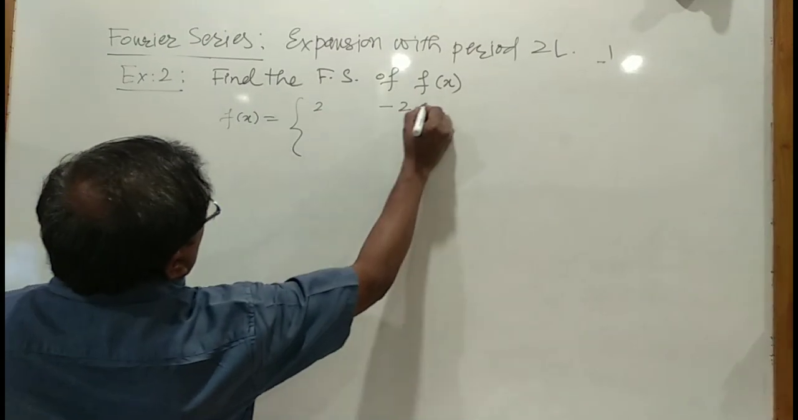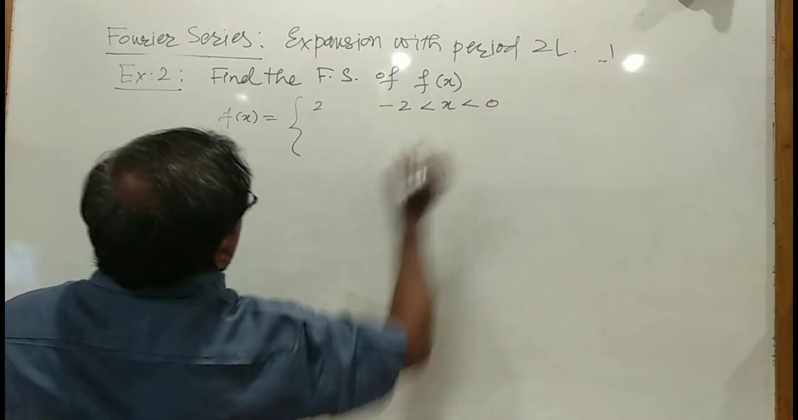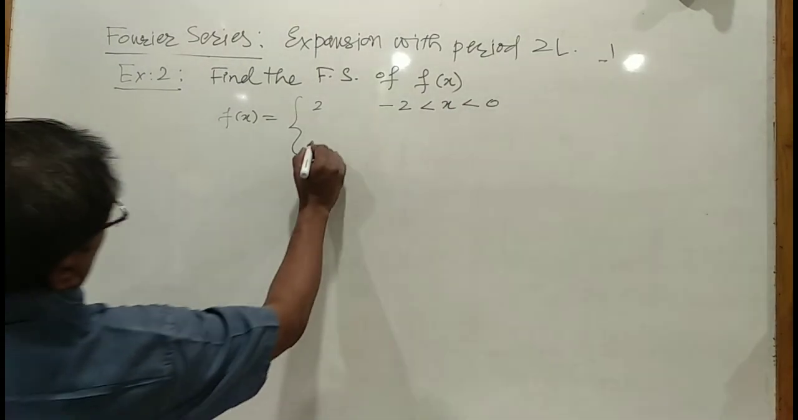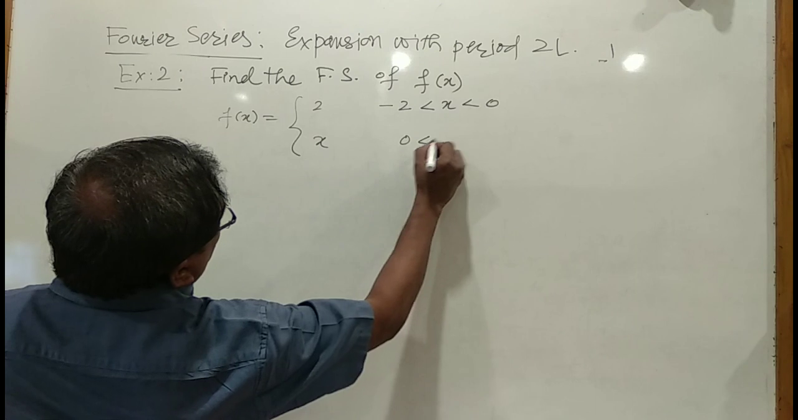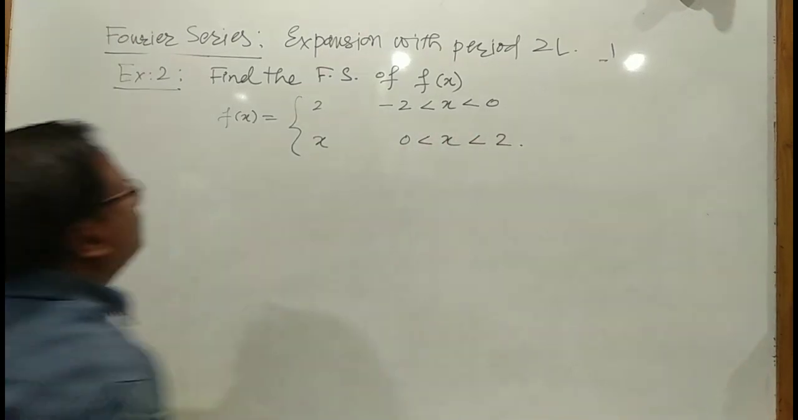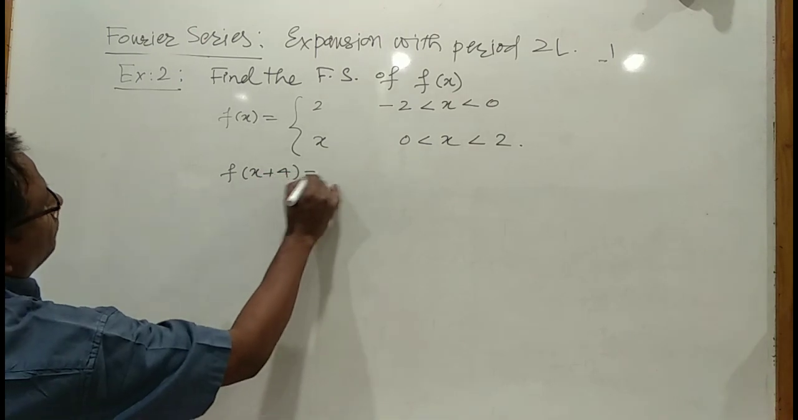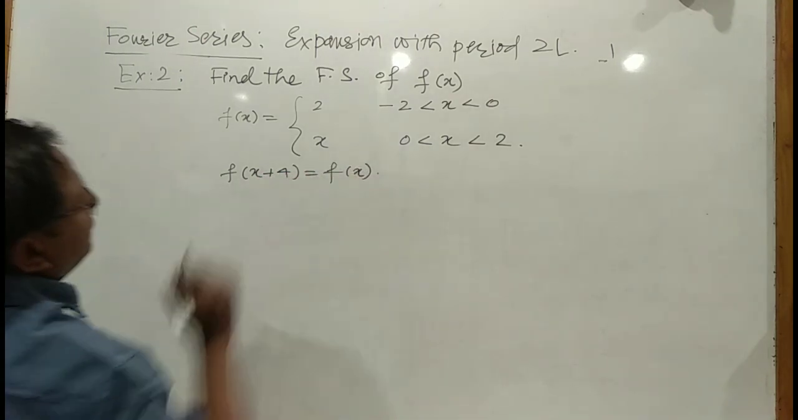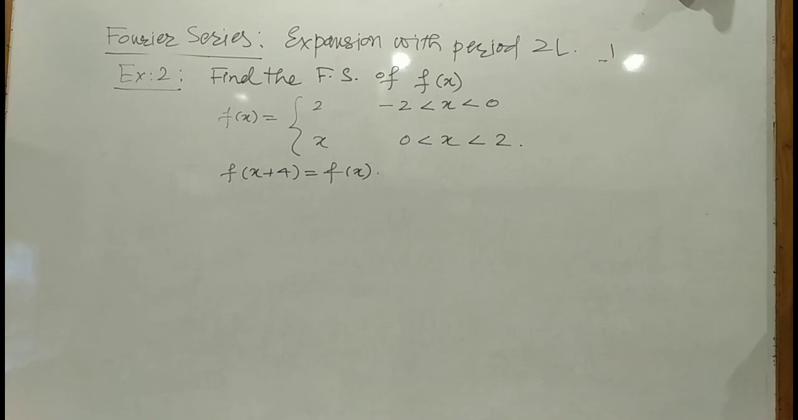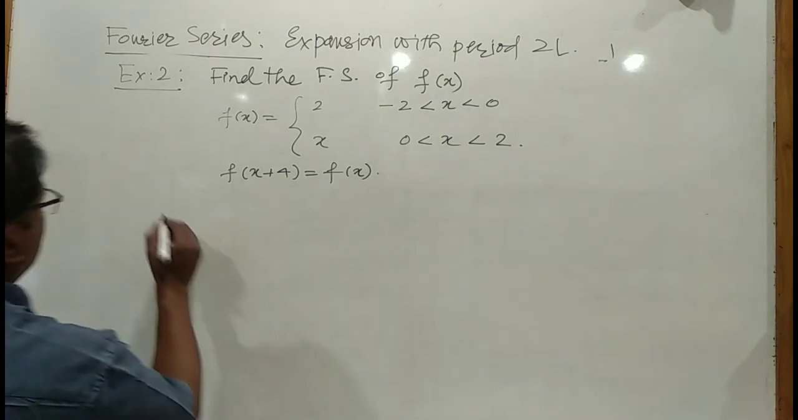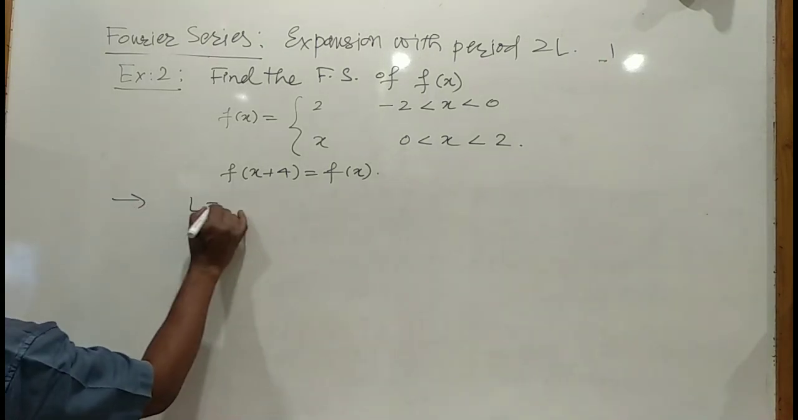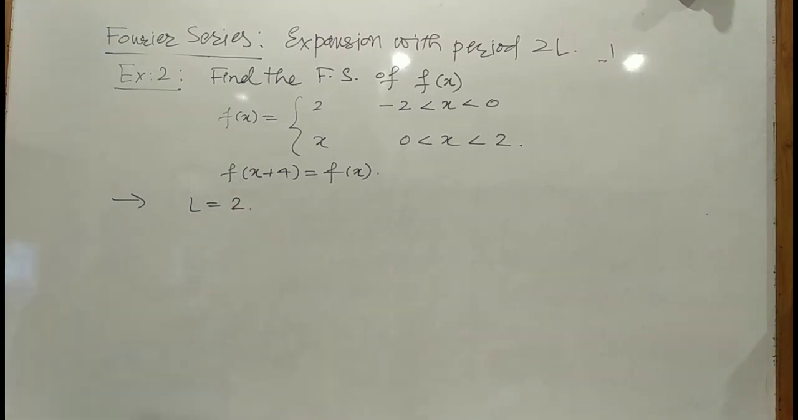within the limit minus 2 less than x less than 0, and it is x for 0 less than x less than 2, and f of x plus 4 equals f of x. That means f of x is a periodic function with period 4. So in this case L equals 2.